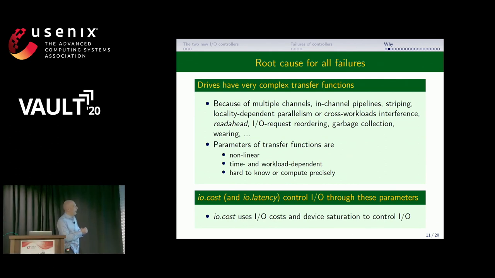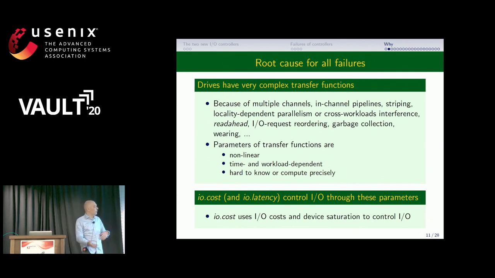Drives have very complex transfer function. By transfer function, I mean the function that tells you the output given the input. So the input is what requests you dispatch, and at what time. The output is what requests are completed and at what times. These transfer functions are complex because drives are complex, for reasons that you know better than me.